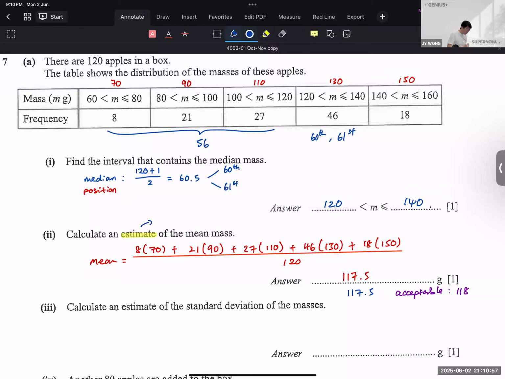Ashwin, even though your estimate is like 25, how do you get 25? How do you get a mean? How do you get a mean that is even less than the least possible mass?